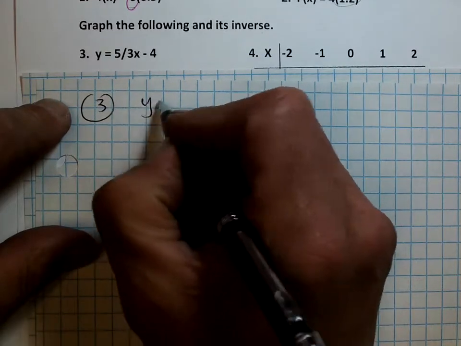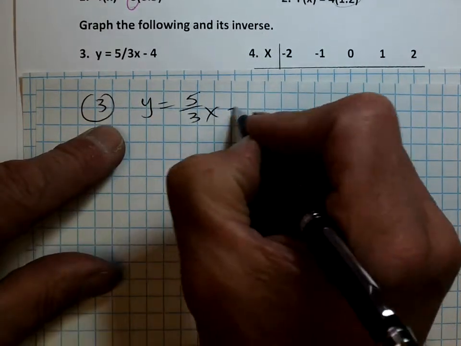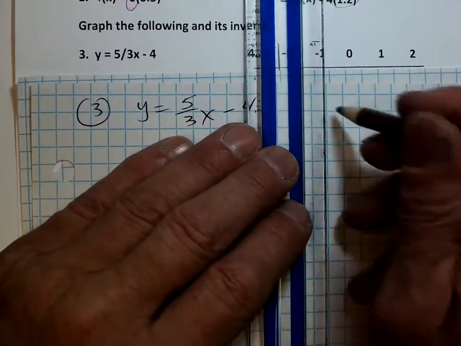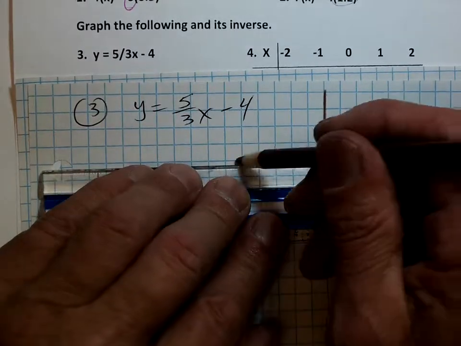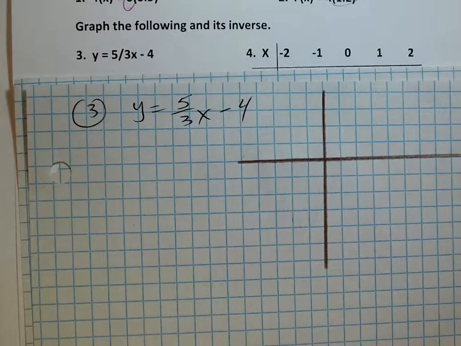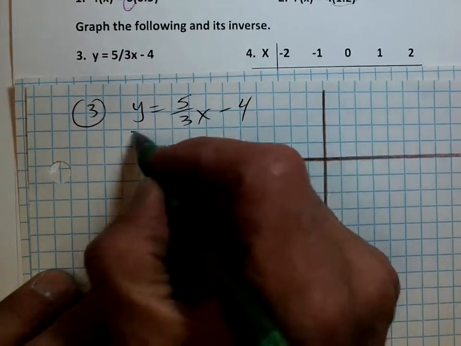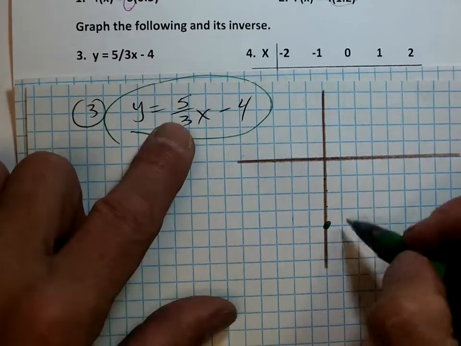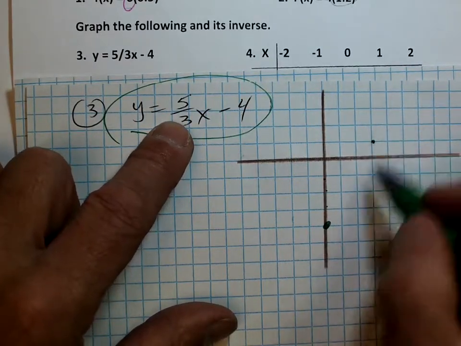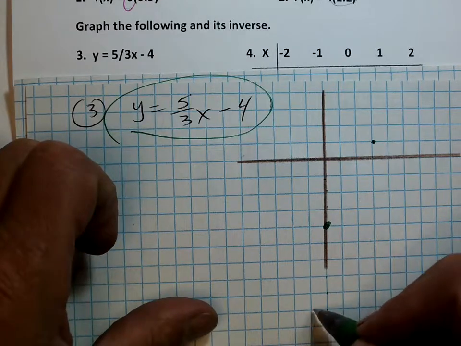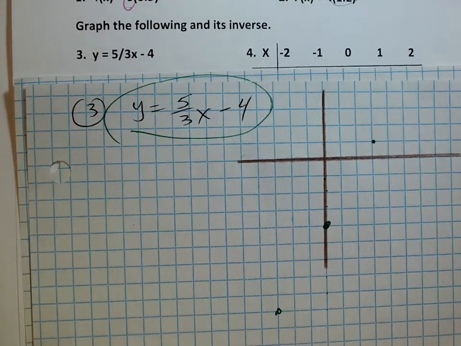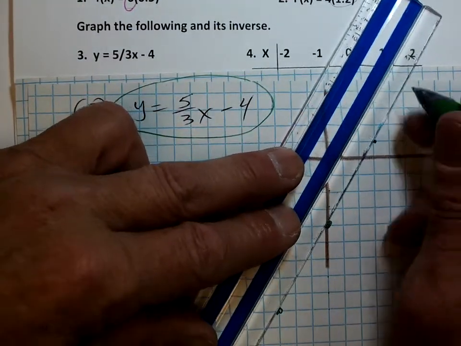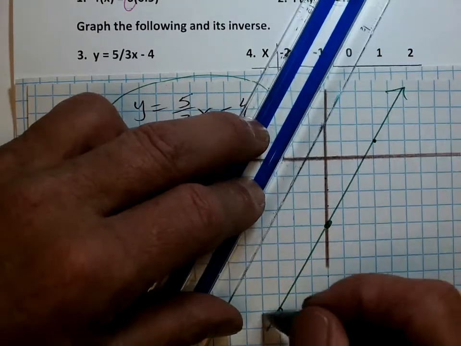I have y equals 5/3 x minus 4. Okay, to graph this, I know it's a straight line, it's linear. I'll do this one in green, and I'll start at 1, 2, 3, 4. Slope is up 5 over 3, up 5 over 3, 1, 2, 3, 4, 5, 1, 2, 3, and so I know it's a linear equation, so it's a straight line. Okay. There's the original function, and I want its inverse.